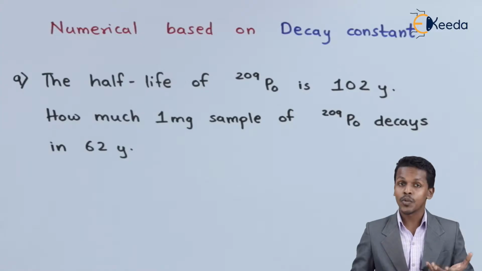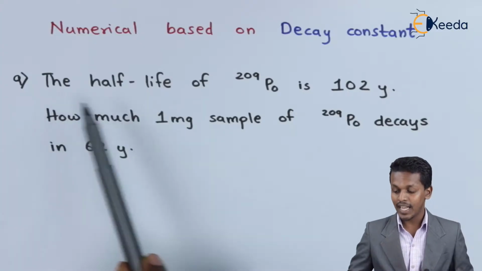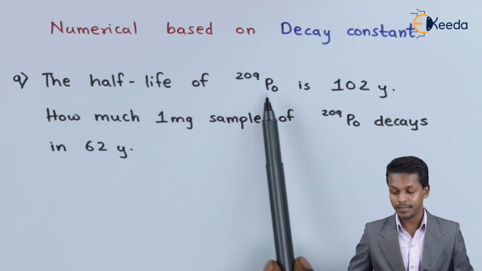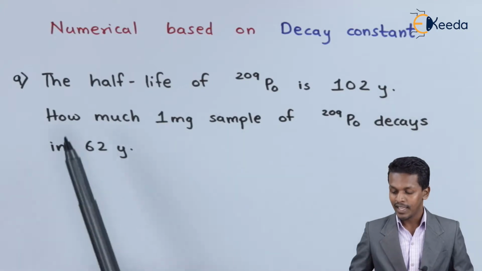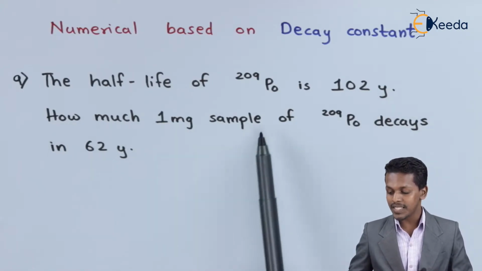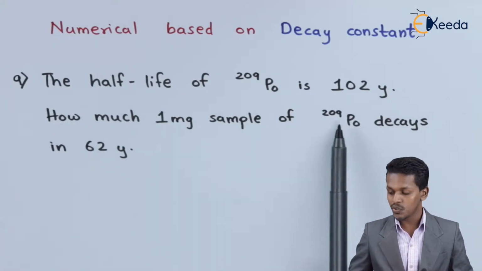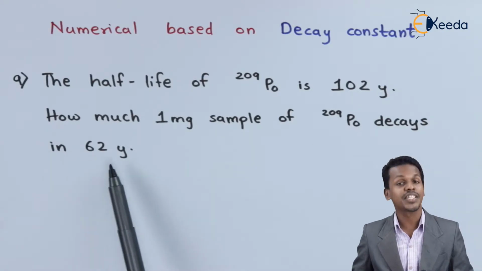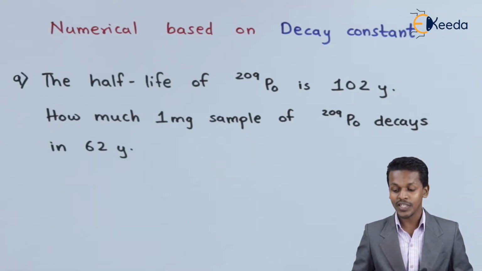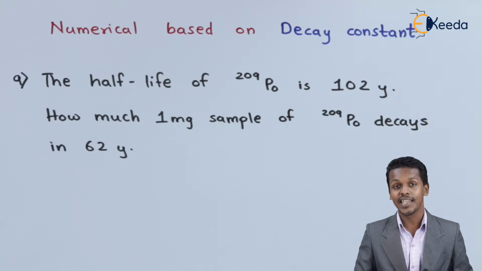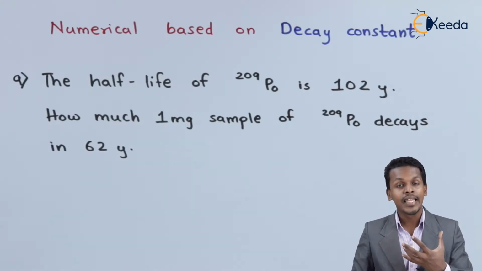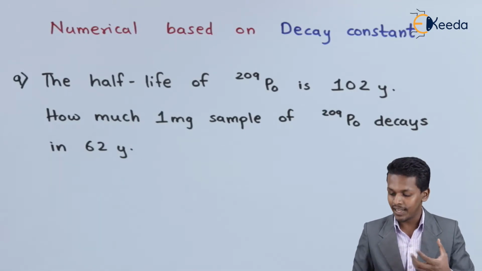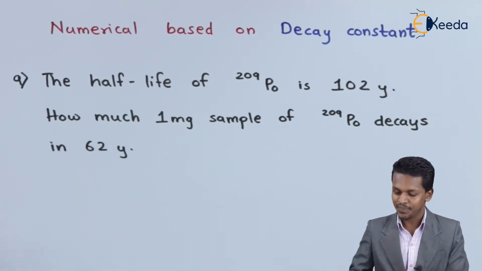So friends, this is the question that has been asked: the half-life of polonium 209 is 102 years. How much of a 1 milligram sample of polonium 209 decays in 62 years? So basically what we have to do is find out the amount that has decayed during these 62 years.